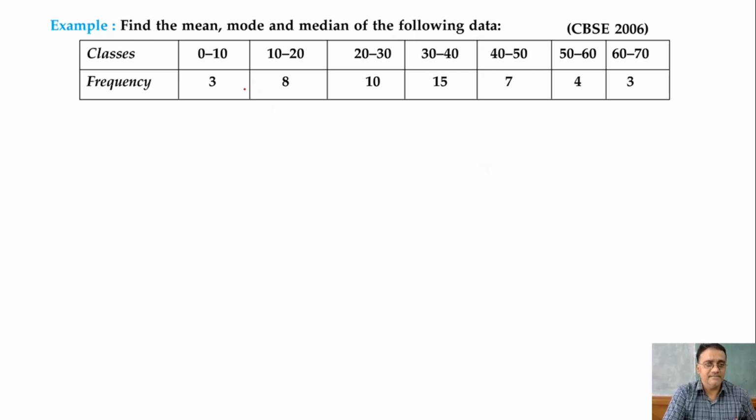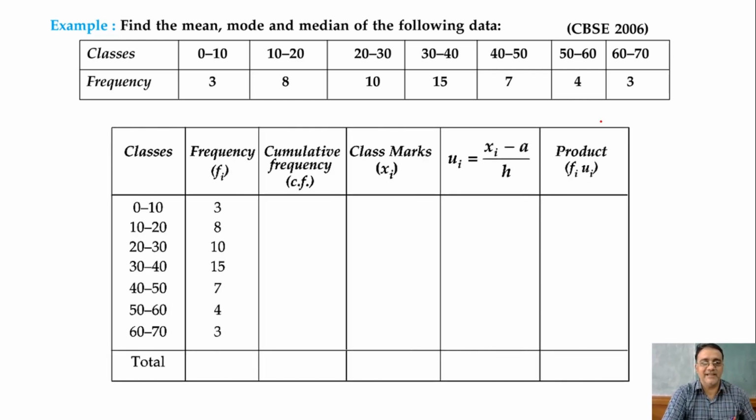So 0 to 10 means all class intervals are given and the frequency is given. You have to check whether the class interval is continuous or not. Yes sir, continuous sir. Okay. अब हम लोग को क्योंकि तीनों निकालना है इसलिए मैं एक ही टेबल बनाऊंगा. I will make only one table, जिसमें class mark, CF, U and FU, because I will go for step deviation method. So this is my blank table. Okay, CF, class mark, U, FU.